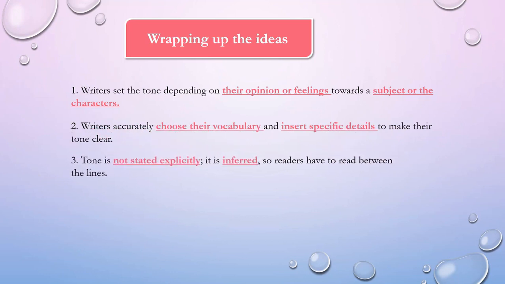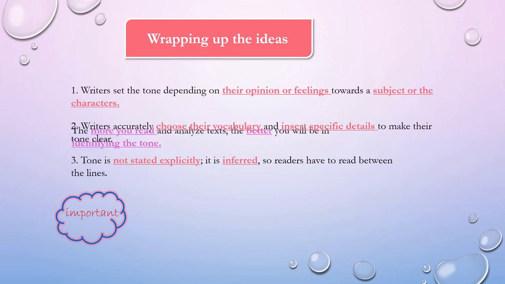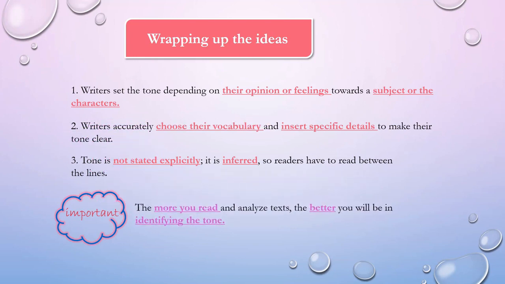Tone is not stated explicitly, it is inferred, so readers have to read between the lines. You will not see an excerpt where the writer says, now I'm angry, I'm going to talk about my anger, or now I'm sympathetic. You will know all these feelings through the writer's diction and the details. Last but not least, it's very important to know how you can become better at tone. The more you read and analyze text, the better you will be at identifying the tone.